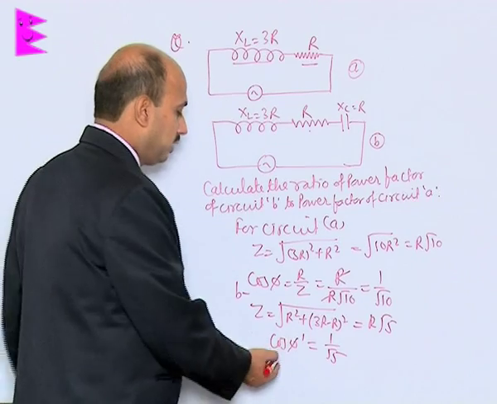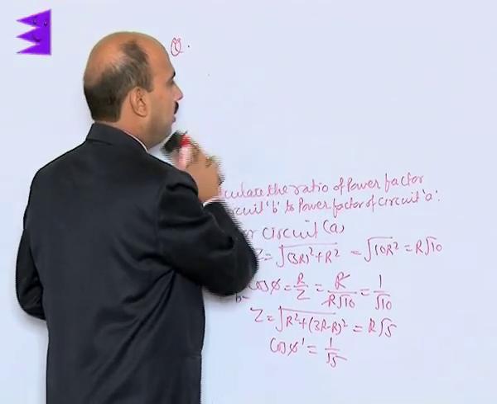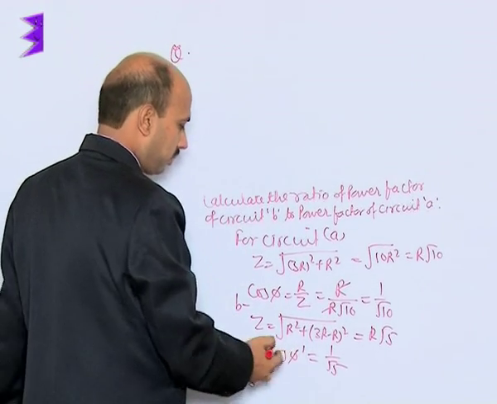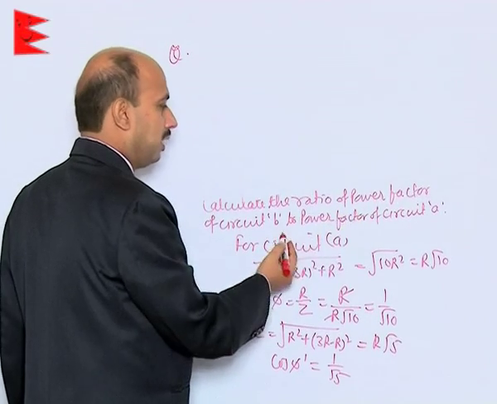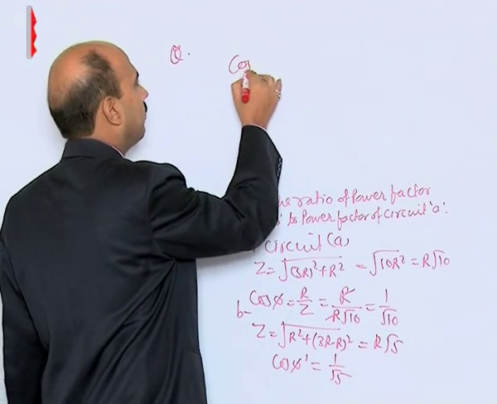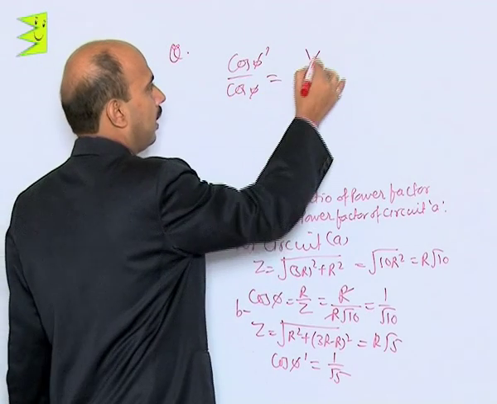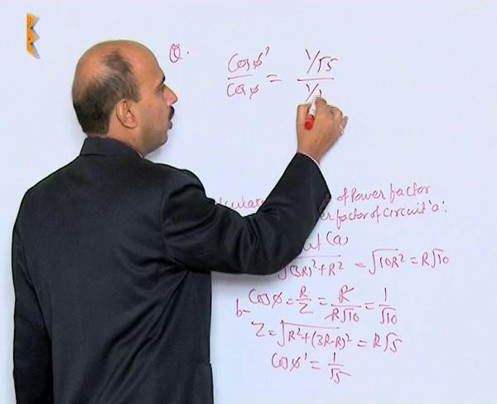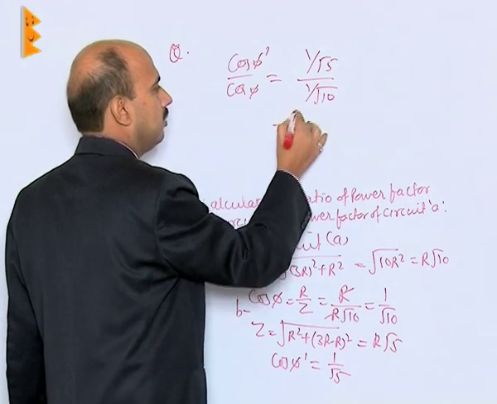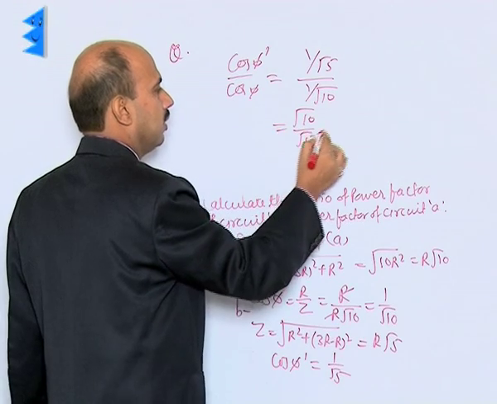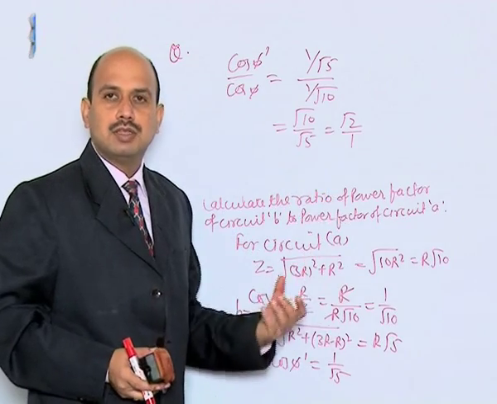Now, we can calculate the ratio of these two, that is the ratio of the power factor of circuit B to circuit A. So, that is cos phi dash upon cos phi is equal to 1 upon root 5 upon 1 upon root 10, that is coming here root 10 upon root 5. So, that is root 2 upon 1. So, this is the ratio of the power factor in these two circuits.